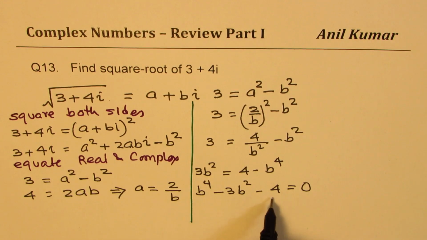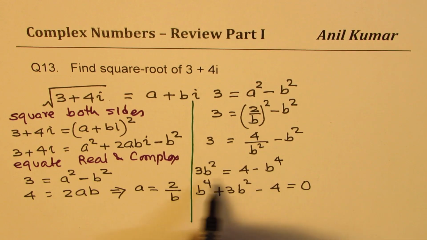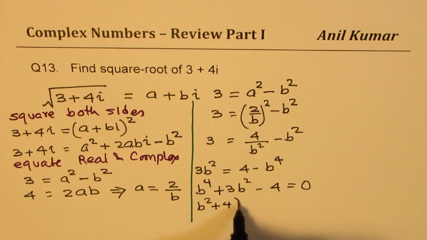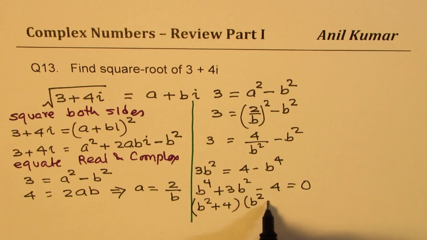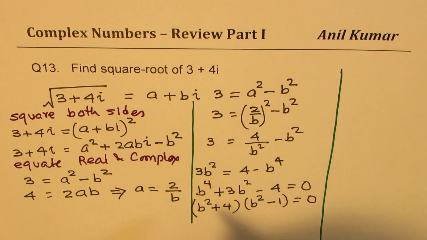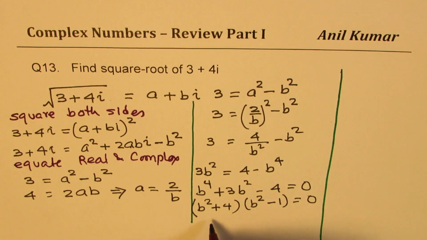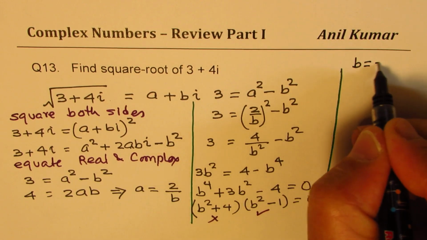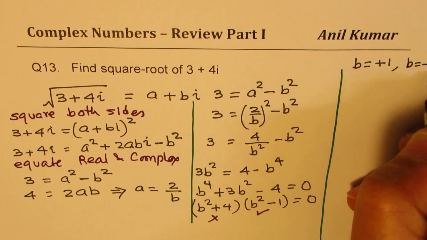And we could factor this, right? So if you factor this, 3b is positive, sorry. We bring these two terms to the left. If you factor this, you get b square plus 4 and b square minus 1, right? So b square plus 4 times b square minus 1 equals 0. Now a and b are real numbers, okay? So in this, a and b are real numbers. So that means that is not a solution, but this gives you two solutions. So we get b equal to plus 1 or b equals minus 1.